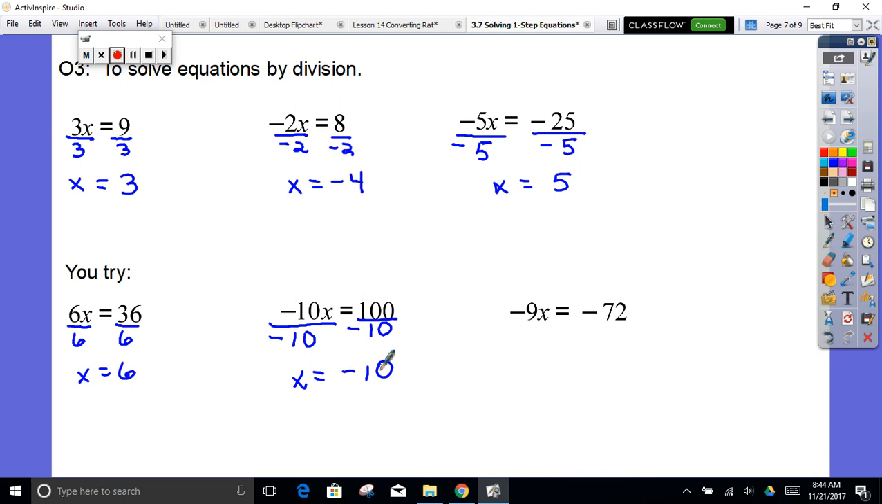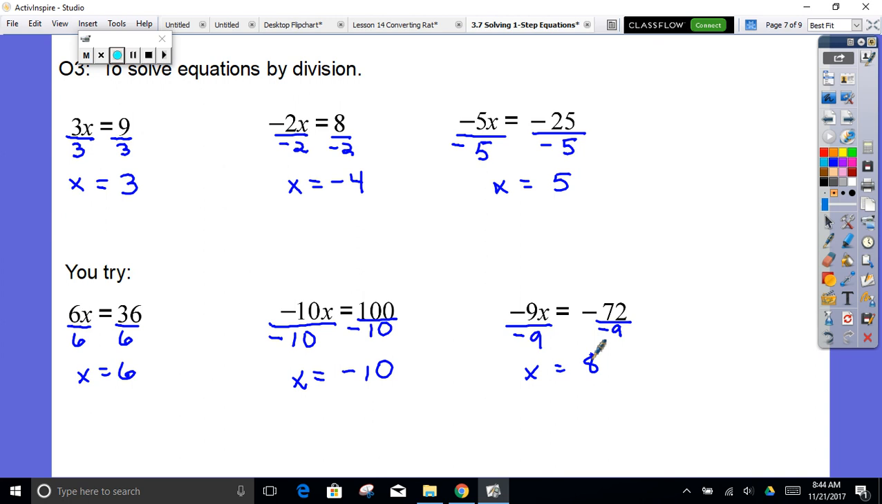Okay, last one, Brayden. You take negative 9 under negative 9x. Okay. And you get x, and put negative 9 under 72, and you get negative 8. Good. Okay, any questions about this slide?